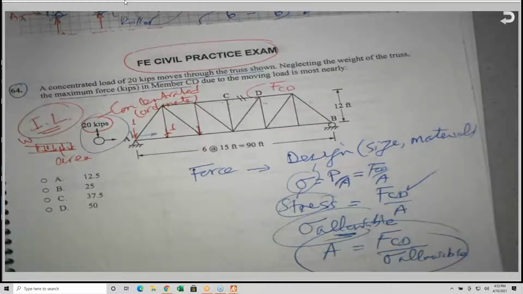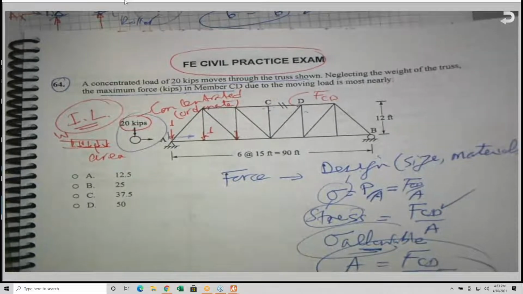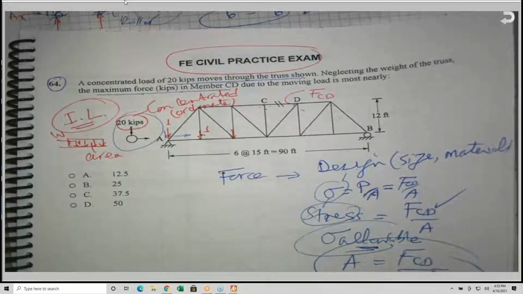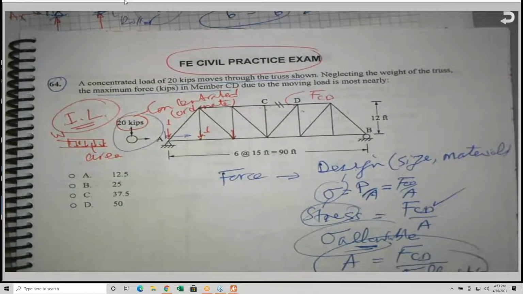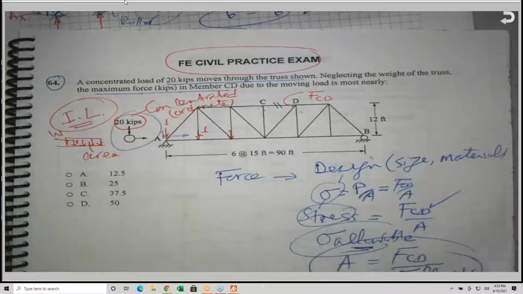My point, or what I'm trying to say, is that the level of difficulty of truss analysis, or the requirements, or the knowledge, in the FE is by far more than the PE. The PE, all what they need to know.